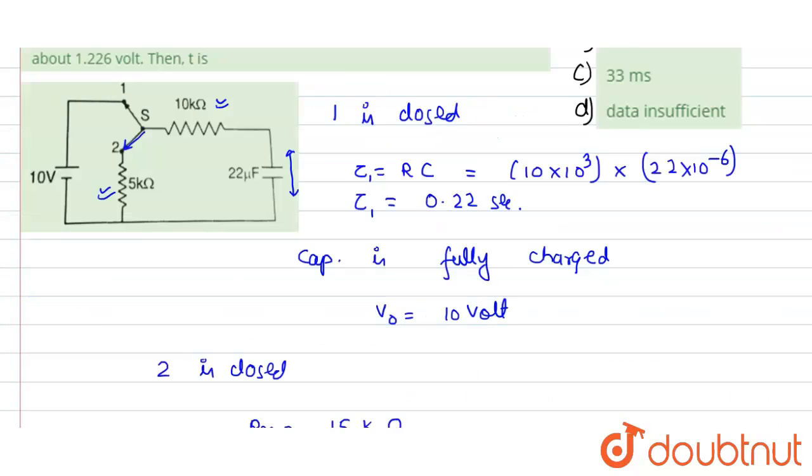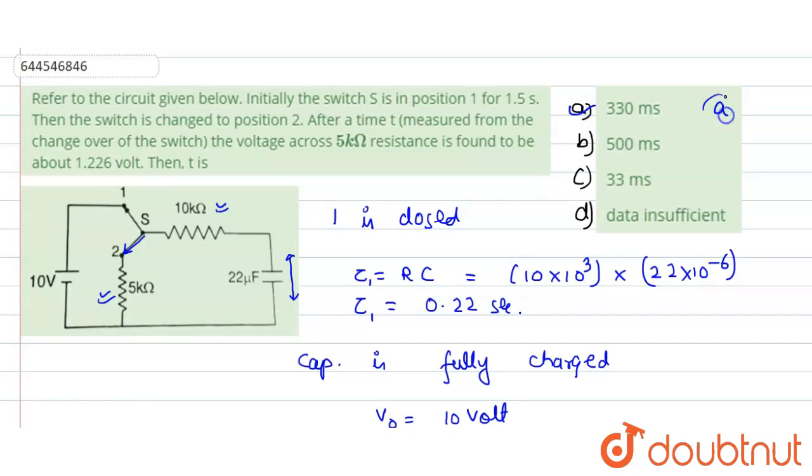So which is the correct option? 330 millisecond. That means our correct option would be option A. Hope you understood the solution.